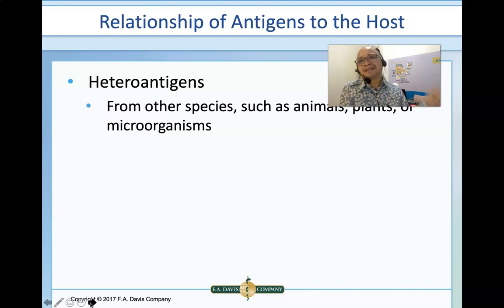Heteroantigens come from other species such as animals, plants, or microorganisms. So SARS-CoV-2, heteroantigen. Dust mite, heteroantigen. Pollens, heteroantigen. Poison ivy, heteroantigen. Food, heteroantigen. Shrimp, because some of us may be allergic to shrimp.